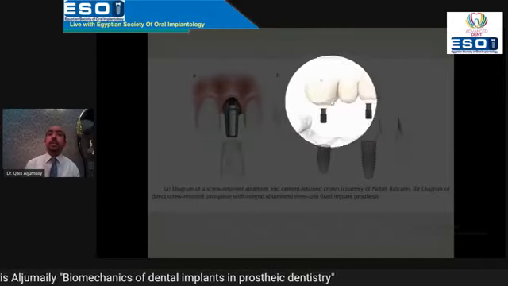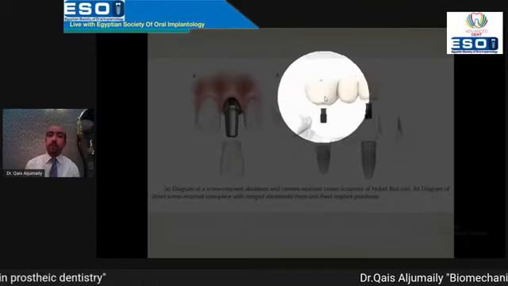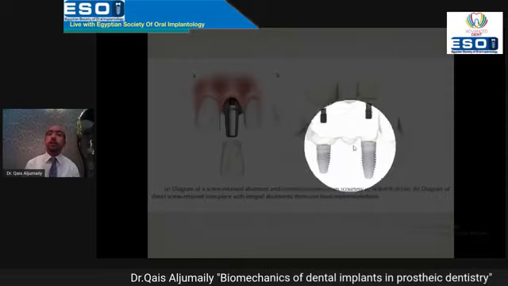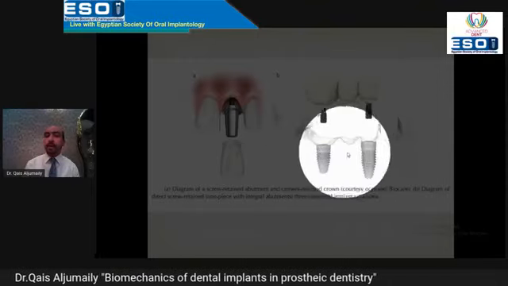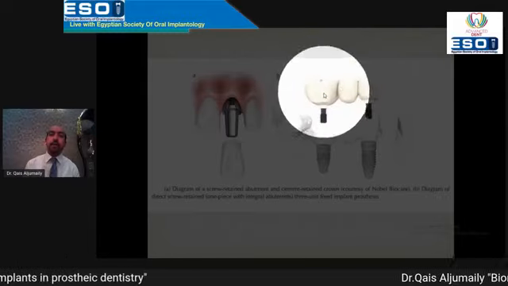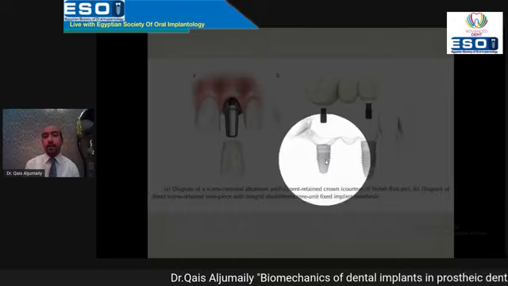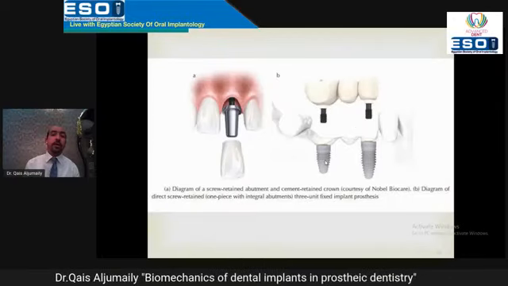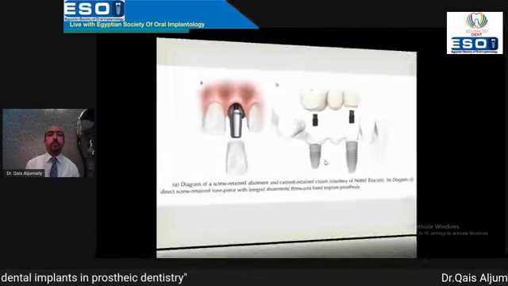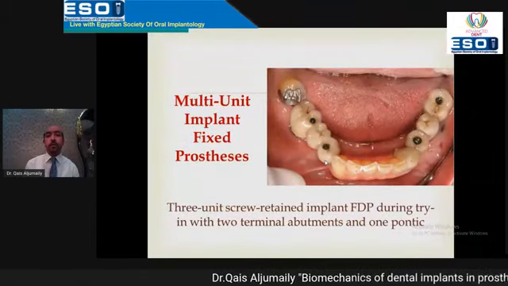Screw retained, that means the crown or the bridge is connected to the abutment as one unit inserted over our dental implant fixture, and then the screw gets inside this crown or this bridge to retain the prosthesis over the fixture. So this is a screw retained prosthesis.